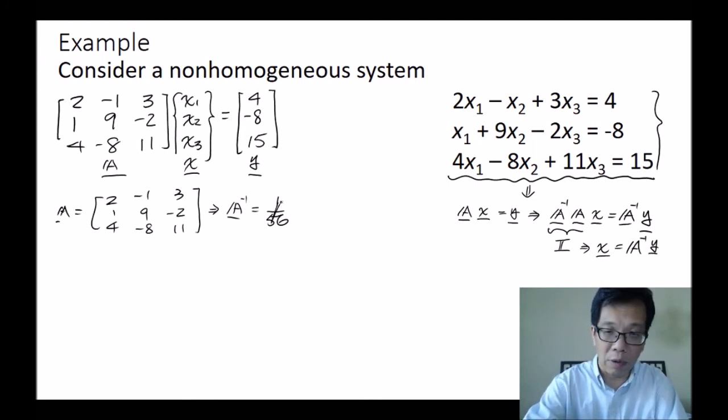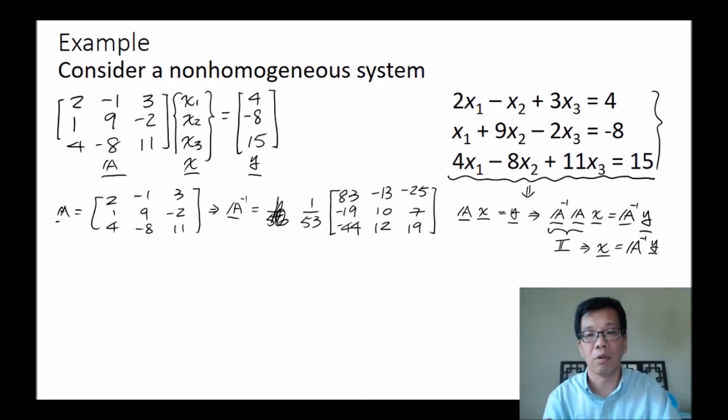Oh, I'm sorry, it should be 1/53, and there will be 83, minus 19, minus 44, minus 13, 10, 12, minus 25, 7, 19. So you got this new matrix as your inverse matrix of A.